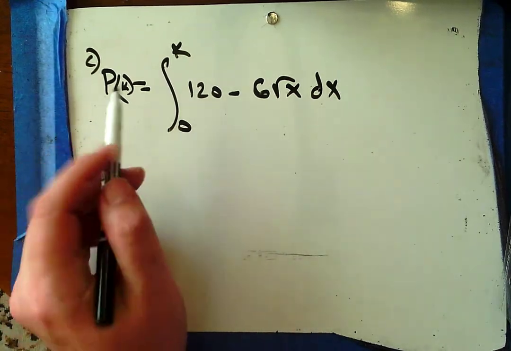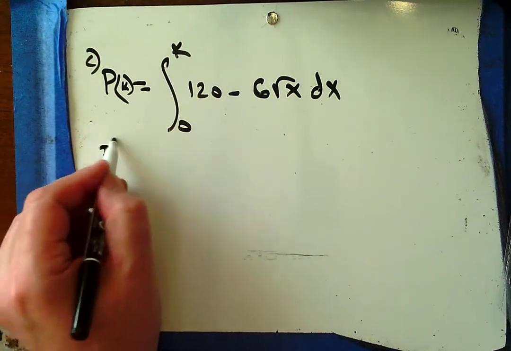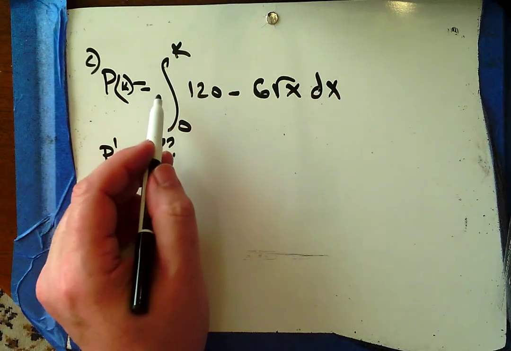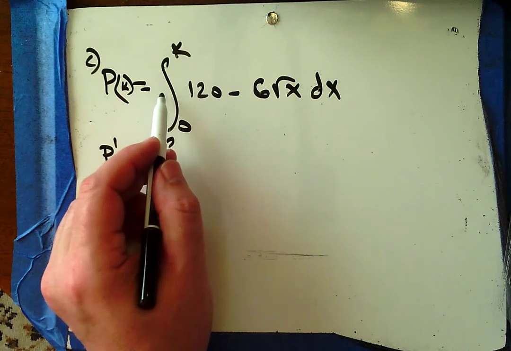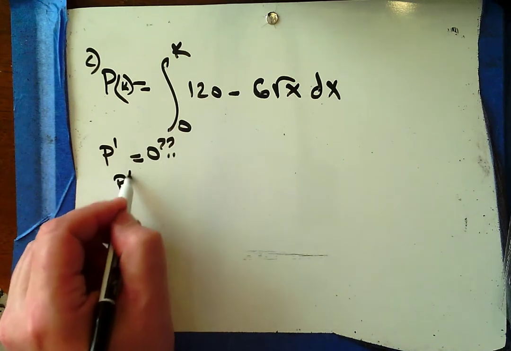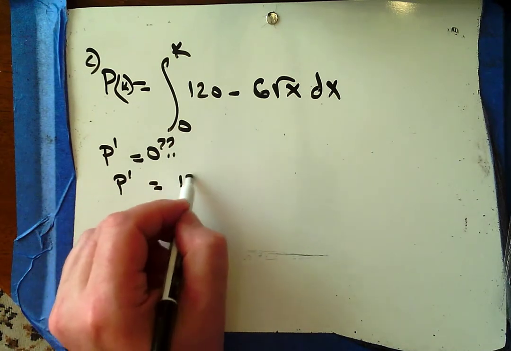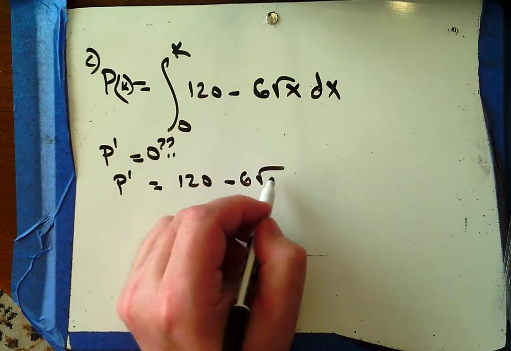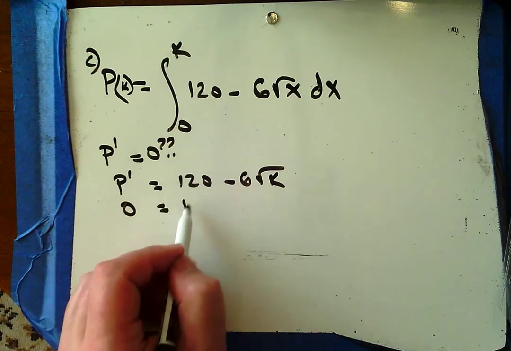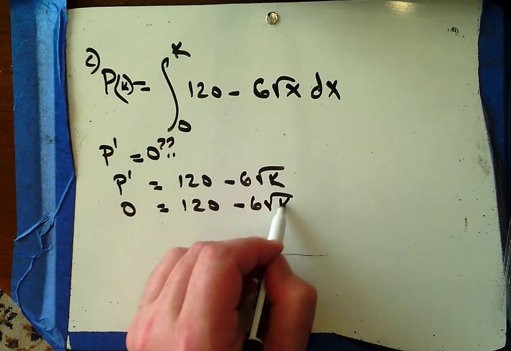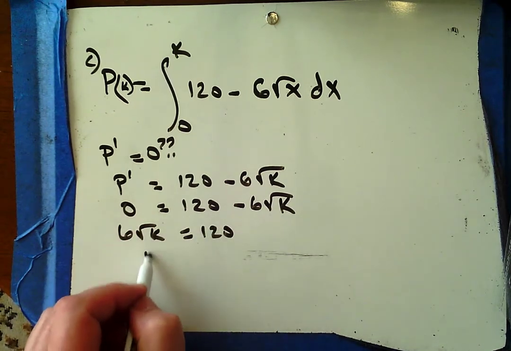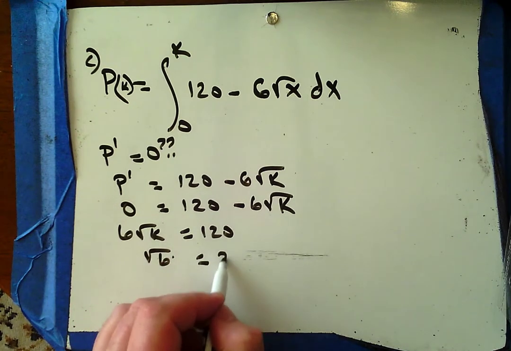Okay, so I've got this profit function, and now I want P prime. I want to find out when P prime equals 0. Luckily, I can use the FTC part 1 and take the derivative of this. And so I'm going to get P prime equals 120 minus 6 root K. And I want P prime equal to 0. So that's this. And that's 6 root K equals 120, or root K equals 20.